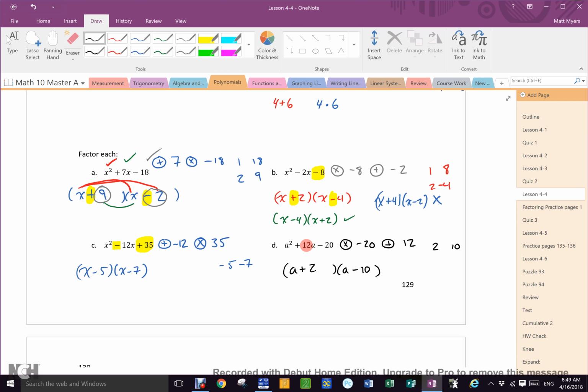Is it 4 and 5? Well, 4 and 5 will multiply to 20, but will they give me 12 in any way? So if 1 and 20 doesn't work, 2 and 10 doesn't work, 5 and 4 doesn't work, 6 and 6 doesn't work because 6 times 6 isn't 20, the question becomes, can we do this? No.